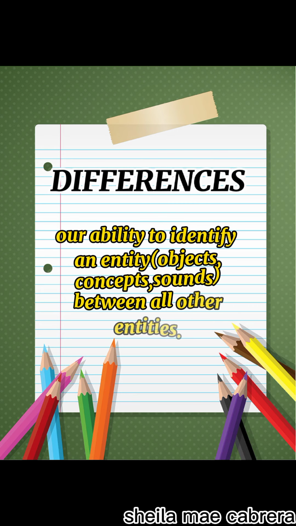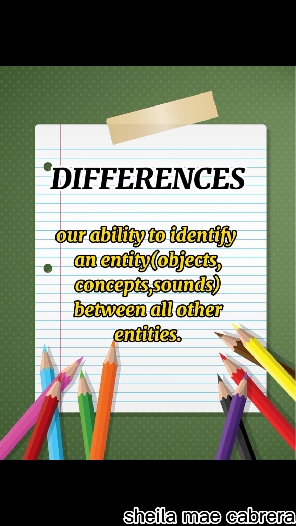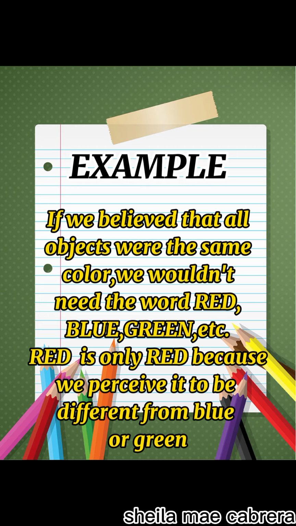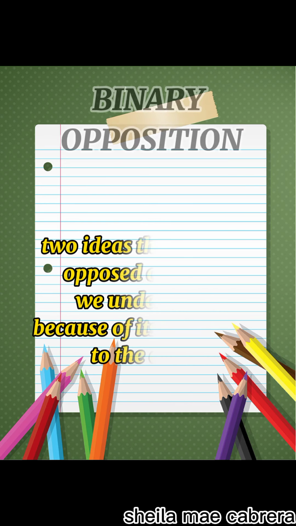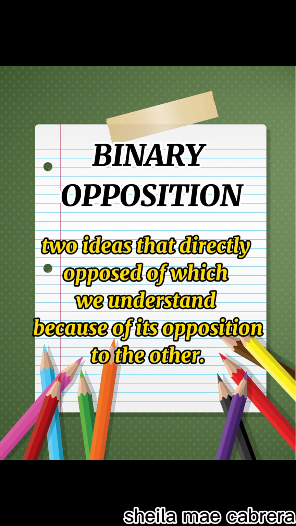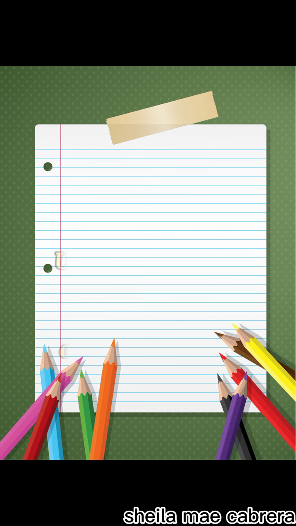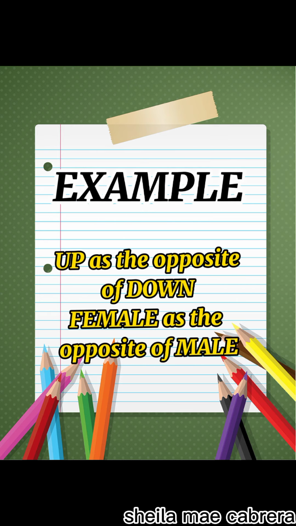Difference simply means our ability to identify an entity among all other entities. For example, if we believed that all objects were the same color, we wouldn't need the words red, blue, green, etc. Red is only red because we perceive it to be different from blue or green. Other than that, we also perceive them in terms of opposites. That enters binary oppositions, which are two ideas directly opposed, which we understand because of their opposition to the other. For example, we understand up as the opposite of down and female as the opposite of male.